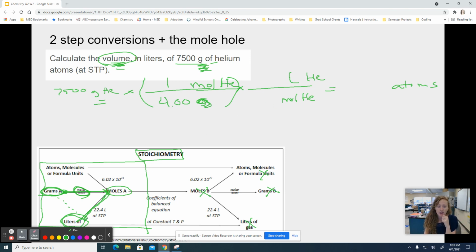And liters per mole of a gas is going to be 22.4 liters per 1 mole of the gas at STP, which we are. We're at STP. So we just use dimensional analysis to set up 2 conversion factors. And then we take our calculator. We're going to multiply across the top, multiply across the bottom, and then divide the top by the bottom. So 7,500 times 22.4 times 1 divided by 4 times 1, which is 4.